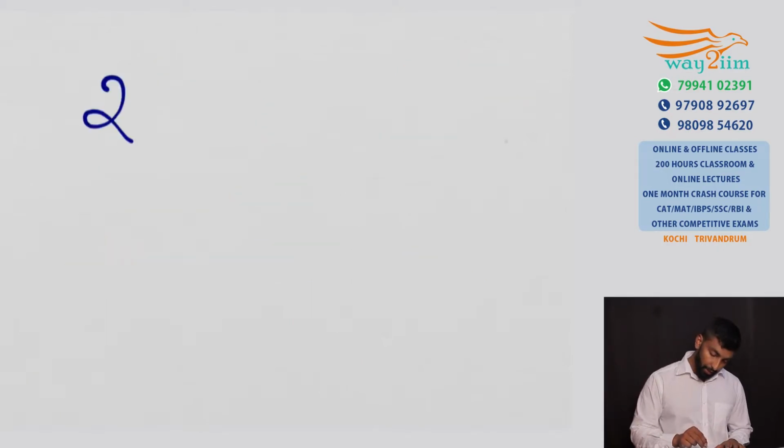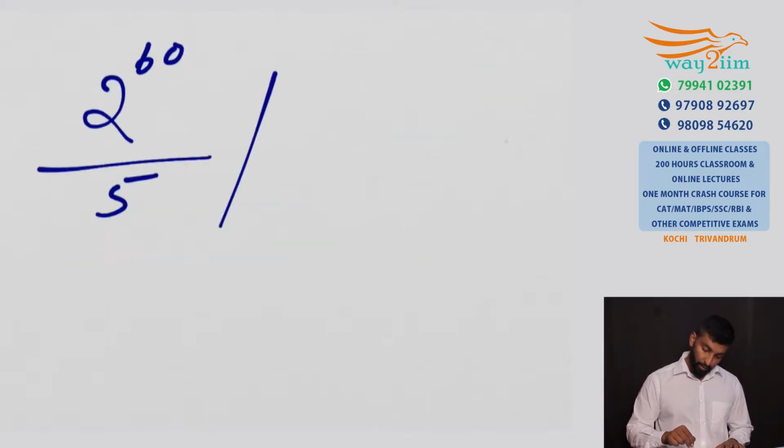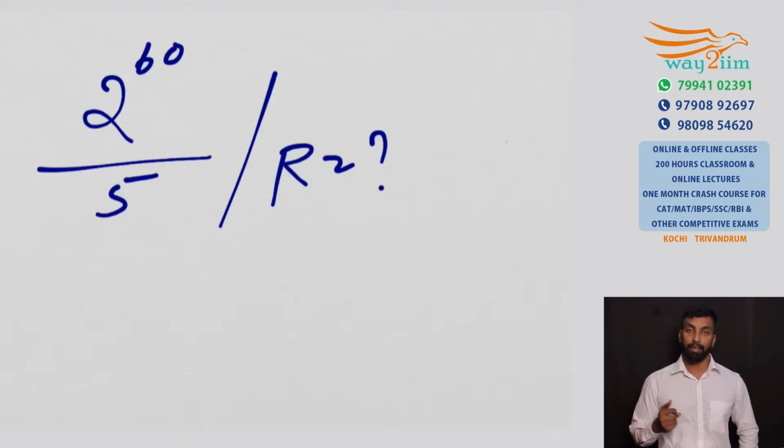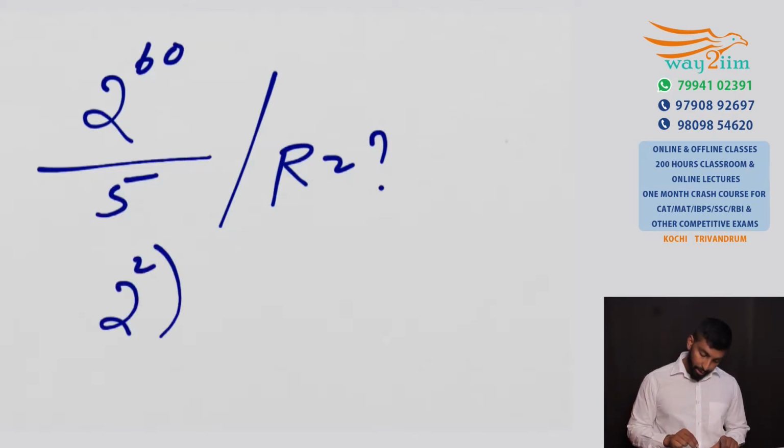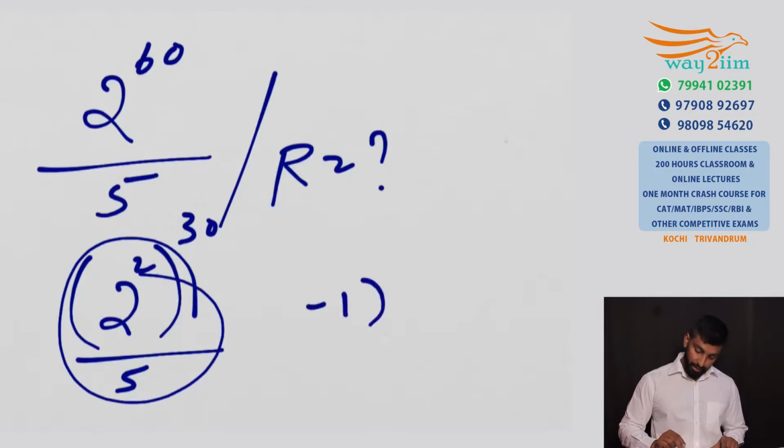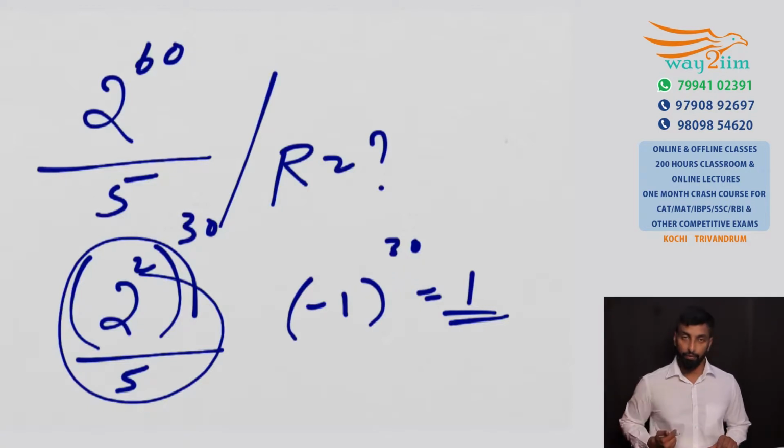What about this question? 2 raised to 60 by 5. What is the remainder? This is the easiest as you can get. You will write it as 2 square by 5, right? So you know this is going to give you minus 1 as the remainder, raised to 30. You get the answer as 1. Minus 1 raised to an even number will give you answer 1.